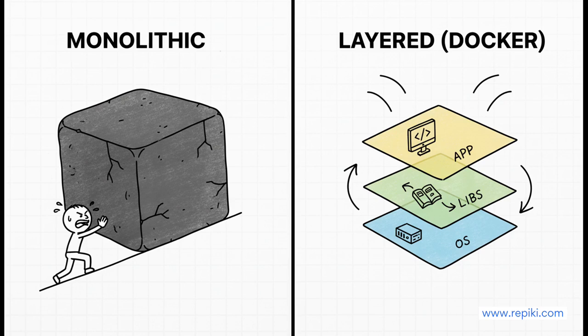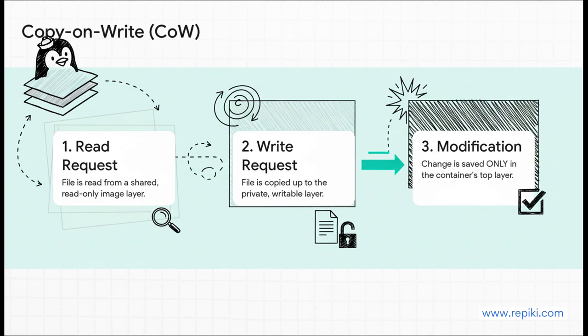See, unlike a VM with its one giant monolithic disk file, Docker images are built in layers. It's a completely different approach. And this system uses a brilliant strategy called copy on write. All those base image layers, they're read-only. They can't be changed. When you start a container, Docker just slaps a thin, writable layer right on top. So if your app needs to read a file, it just pulls it from one of the shared base layers. Super fast. But the moment your app tries to change a file, the system instantly copies that file up to the top writable layer, and the change is saved there.